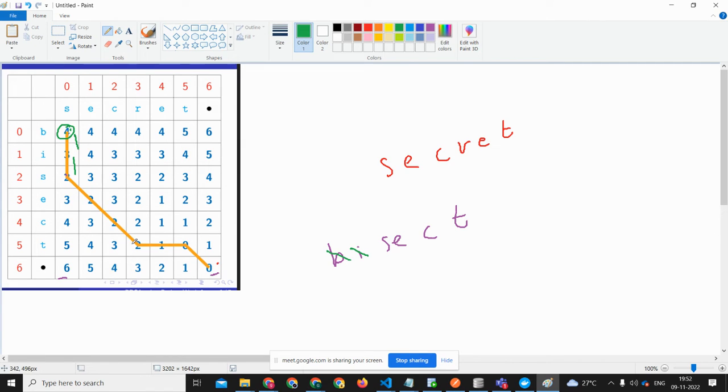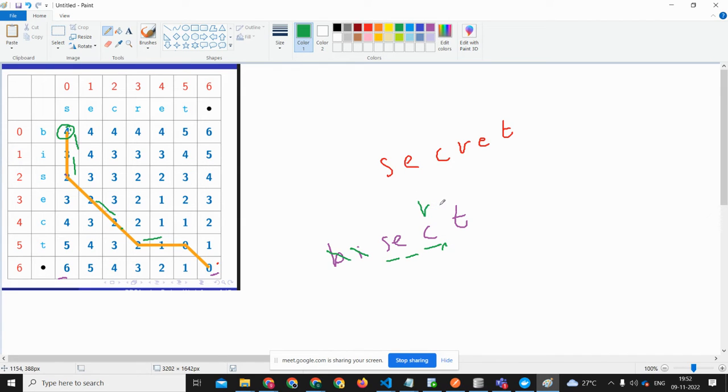Correct? Now starting from S, the vertical line becomes a slope, like a diagonal. So you do nothing. S to E you move, you do nothing, so you keep S. E to C you move, you do nothing, so you keep C. Then when you move to T, your operation changes. It becomes insert. And when your operation changes, it corresponds to R. So you insert R and you insert E, bisect becomes secret.